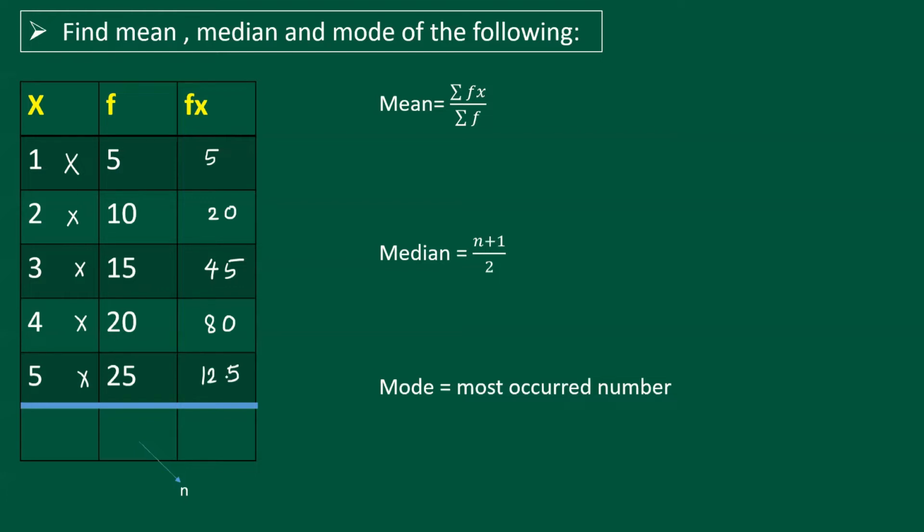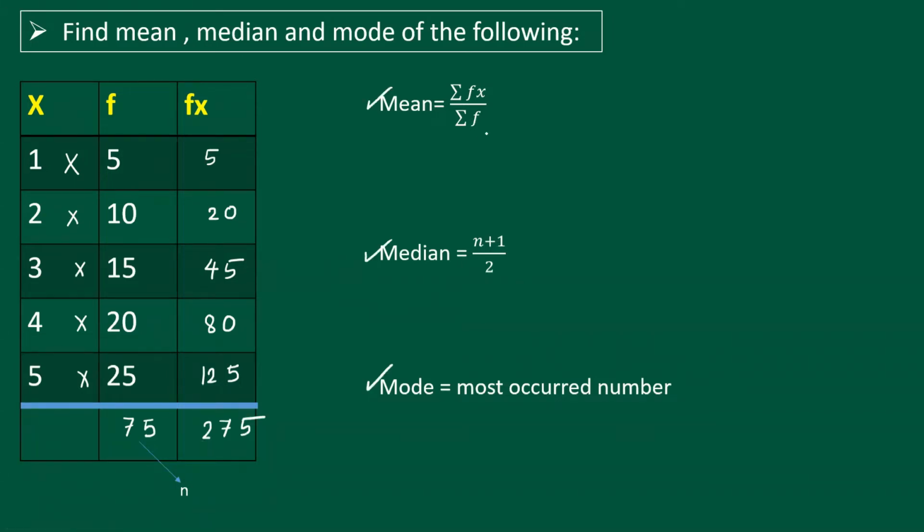And then at the end, we have to add all the total values. That is, for the total of f you have to take 5 plus 10 plus 15 plus 20 plus 25. And that is going to become 75. Similarly, you also have to take the sum of fx. That is 5 plus 20 plus 45 plus 80 plus 125. And the result is going to become 275.